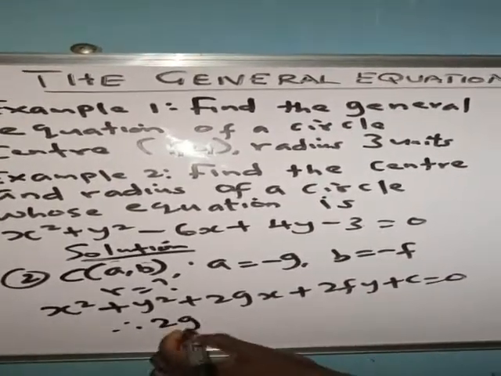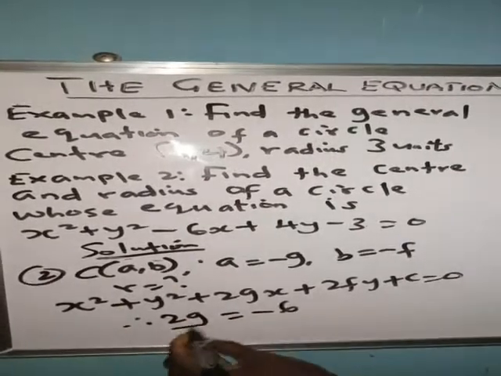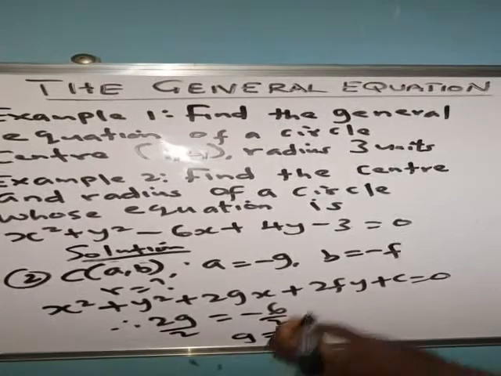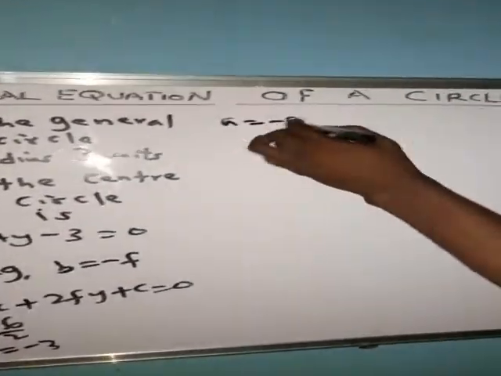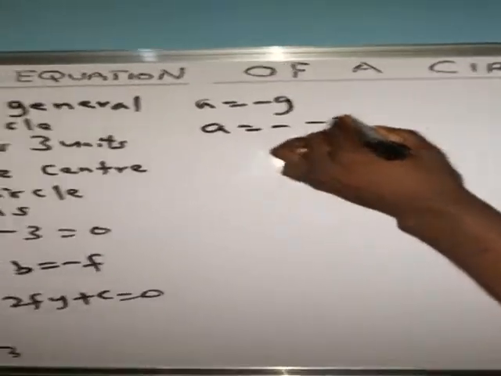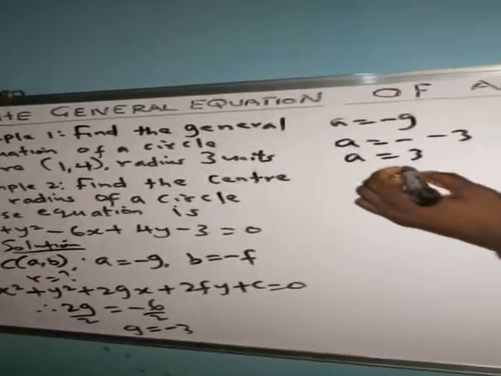Therefore, 2g is equal to minus 6 divided by 2. So we have that g is minus 3. But remember that a is minus g, so a is equal to minus of g, which is minus 3, so a is plus 3.